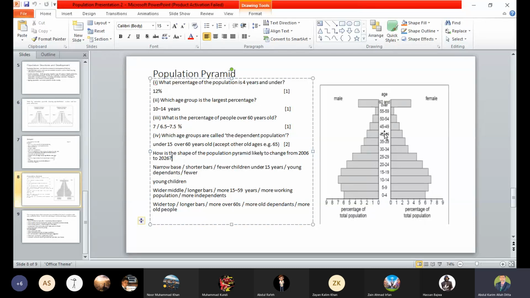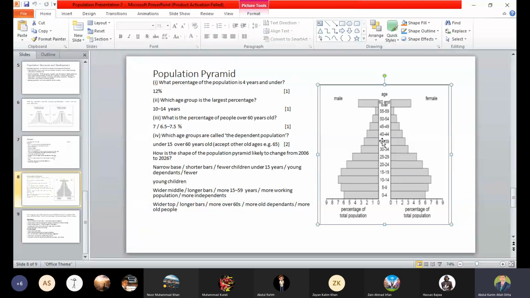And as time passes, your middle or middle age group will have more population. You will have fewer people under 15, and more people over 15 and under 60. So how will we write the answer?